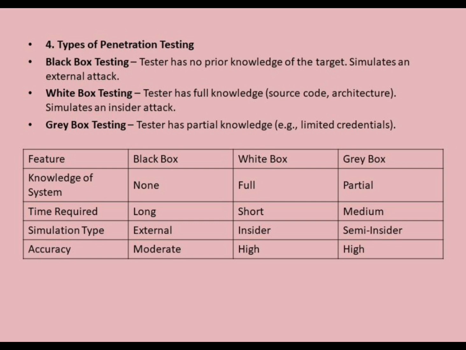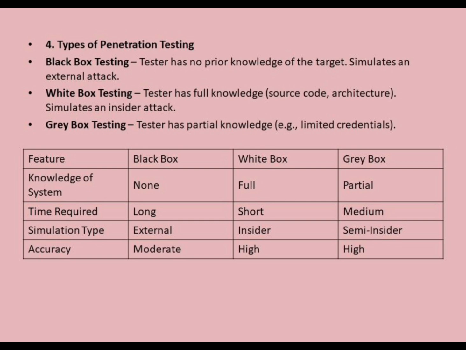3. Gray box testing. Gray box testing is a combination of black box and white box approaches. The tester has partial knowledge of the system, such as limited user credentials or some information about the infrastructure. This method provides a balance between realism and efficiency.